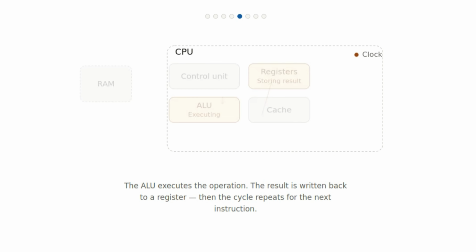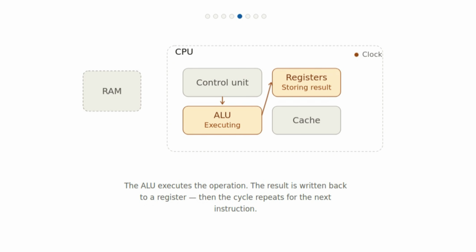Stage 3, execute. Now the CPU knows what to do and has everything it needs, so the ALU, the arithmetic logic unit, actually carries it out. If it's a calculation, the ALU does the math. The result gets written back into a register, one of those ultra-fast storage slots right inside the CPU. And then, the whole cycle starts again for the next instruction, billions of times, every second.